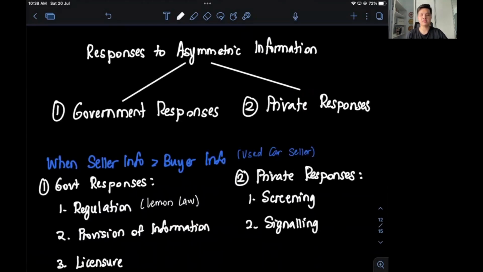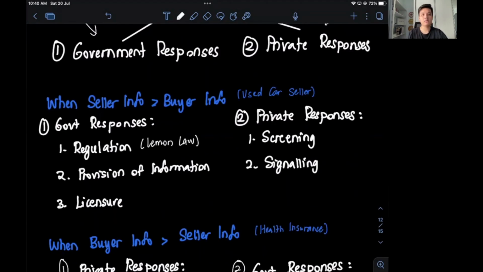There are two types of responses that help to reduce asymmetric information between buyers and sellers. The first type would be government responses, and the second type would be what we call private responses. So for example, using the used car seller scenario as the example, when a used car seller has more information than a buyer, some government responses can include things like regulation, which is the lemon law, provision of information, as well as licensure. So what exactly is the lemon law when we talk about government regulation?